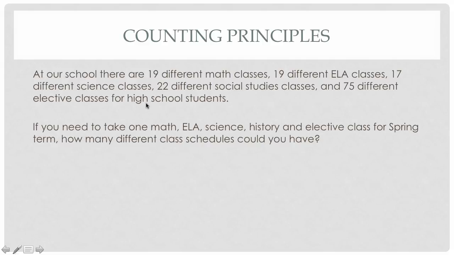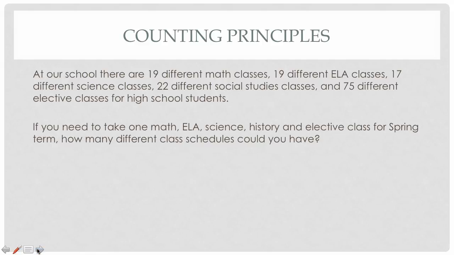At our school, we have 19 different math classes, 19 different ELA classes, language arts, 17 different science classes, 22 different social studies classes, and 75 different elective classes that high school students can take. If you need to take 1 math, 1 language arts, 1 science, 1 history, and 1 elective for spring, so you can sign up for 5 classes, how many different class schedules could you have?